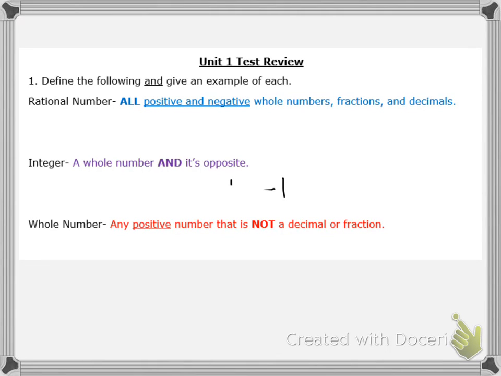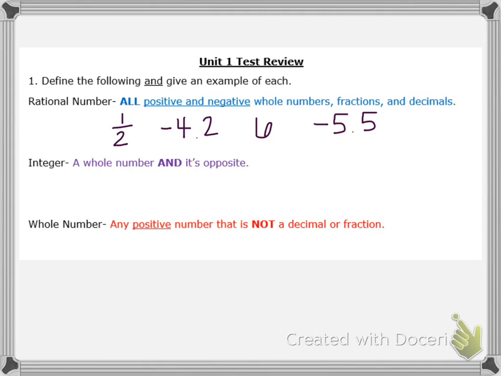Alright, number 1 of your review says define the following and give an example of each. So the first definition is a rational number, which is all positive and negative whole numbers, fractions, and decimals. Some examples could be 1/2, -4 and 2/10, +6, -5 and 5/10. Those are all examples of rational numbers.